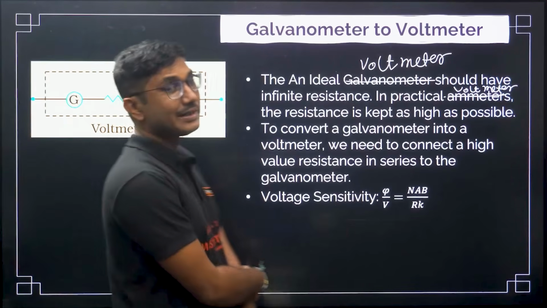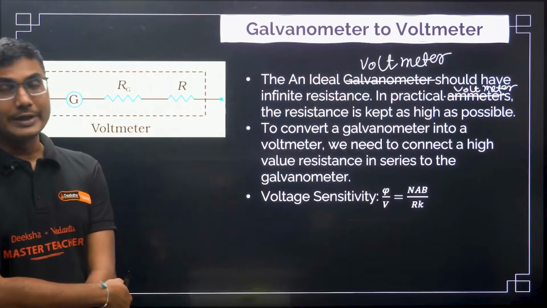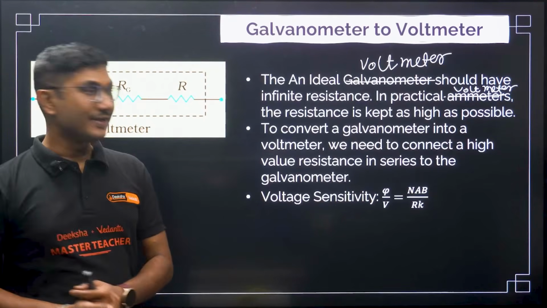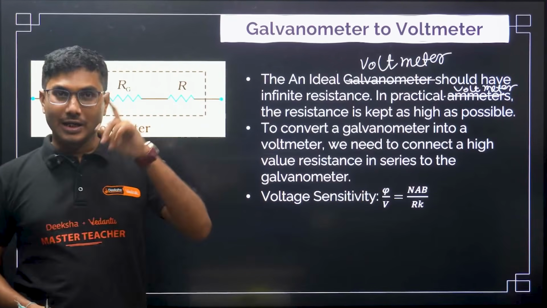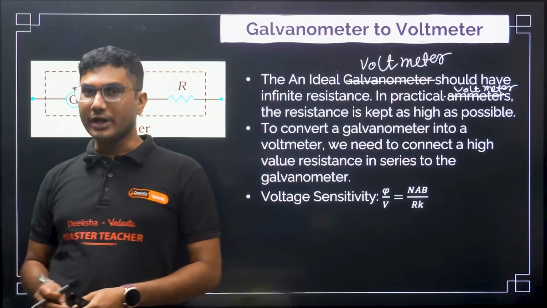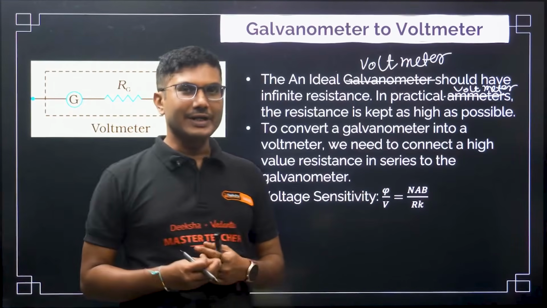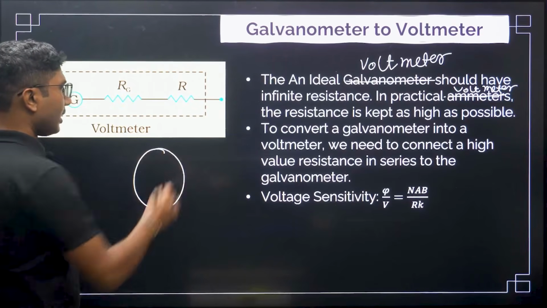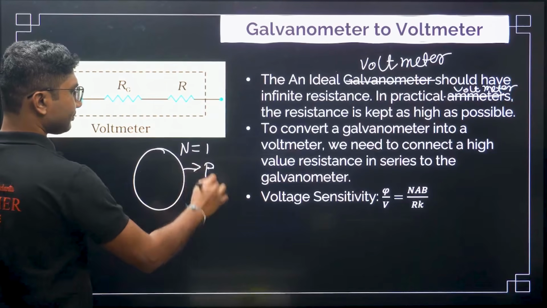Now voltage sensitivity is again the same thing. Small change in voltage, will it be able to measure or not? That is measured using voltage sensitivity, which is given by NAB divided by RK. Now here one thing is very interesting. Can you increase the voltage sensitivity by increasing the number of turns? Suppose initially we have only one turn. Number of turns was say 1. The resistance was R.